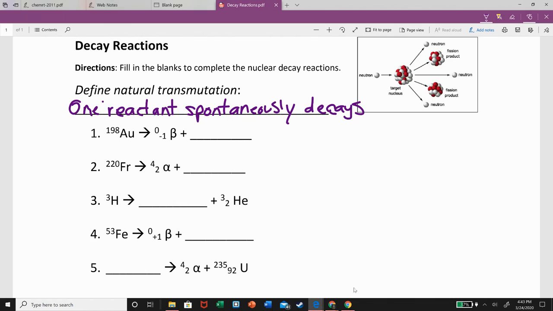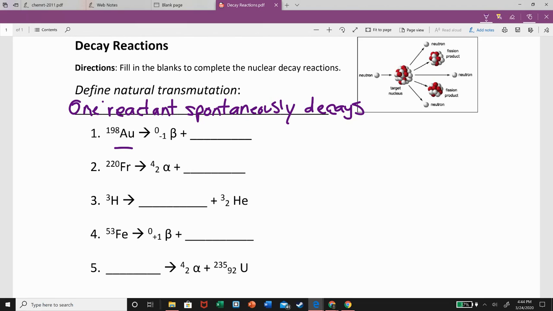So natural transmutation is when there's one reactant and it spontaneously decays. Spontaneous means it just happens all on its own, right? It doesn't have to be forced to happen. You do not add anything together on the reactant side. So the clue is one reactant. So if you see here, I have one reactant.